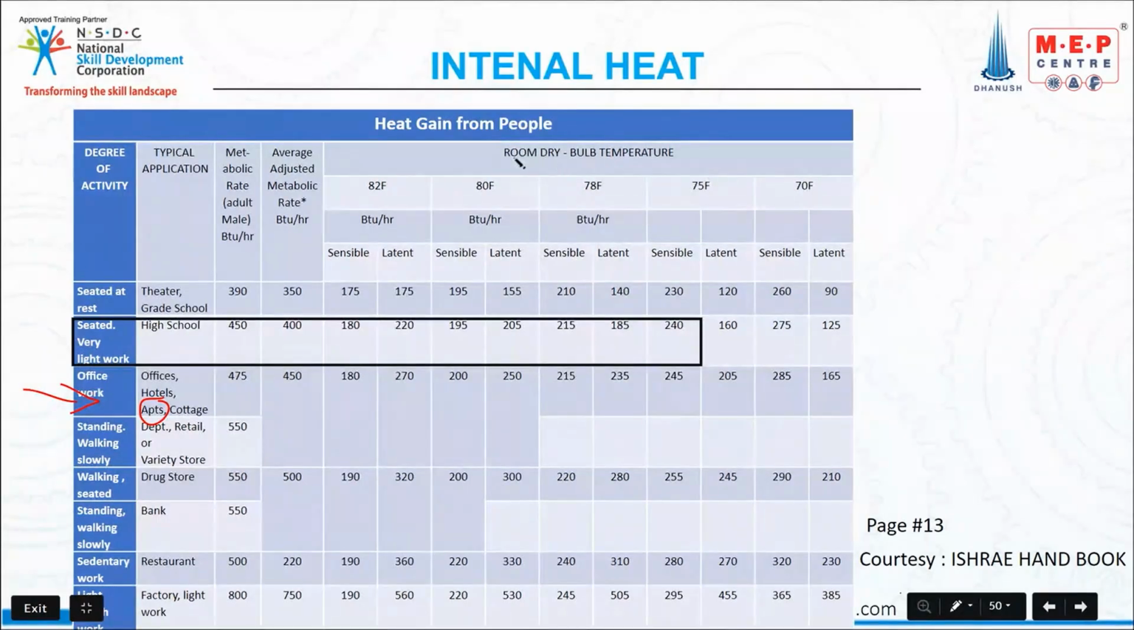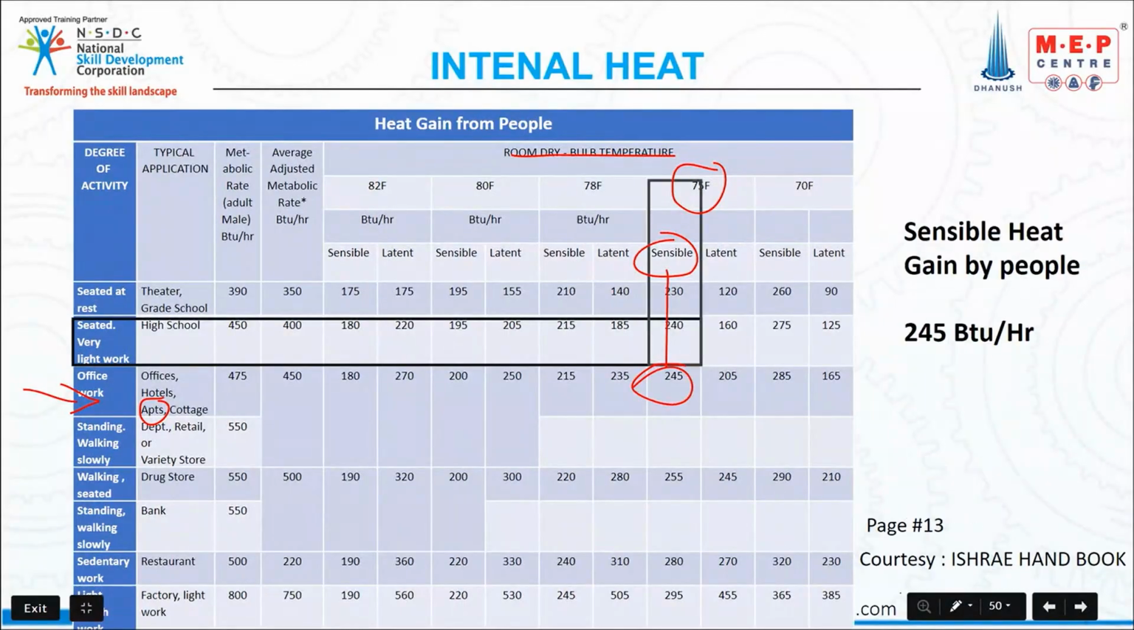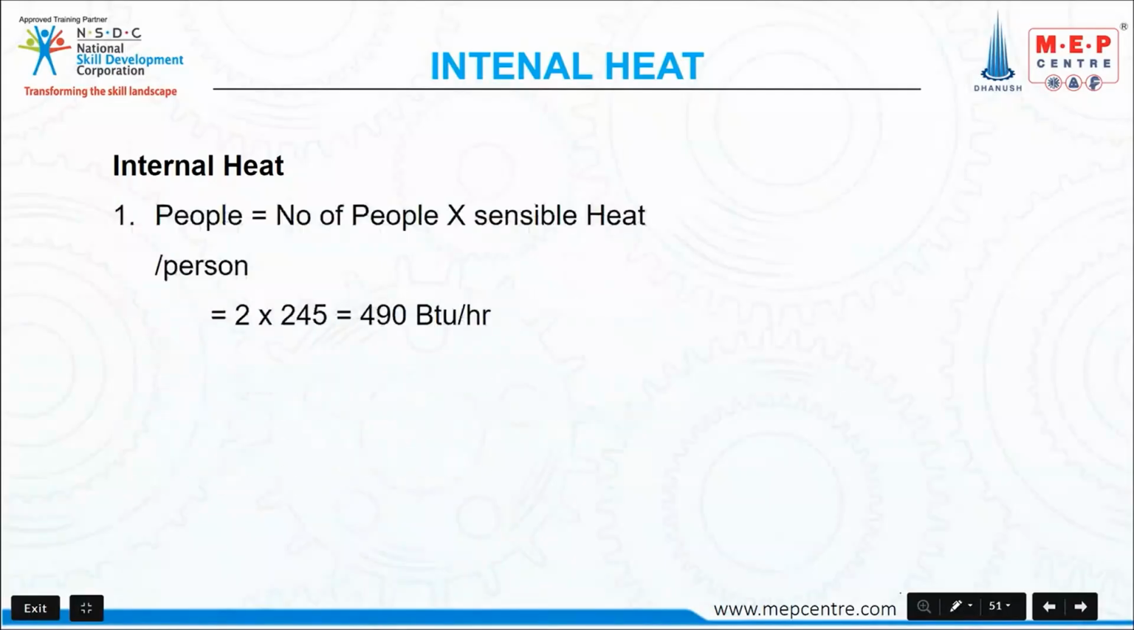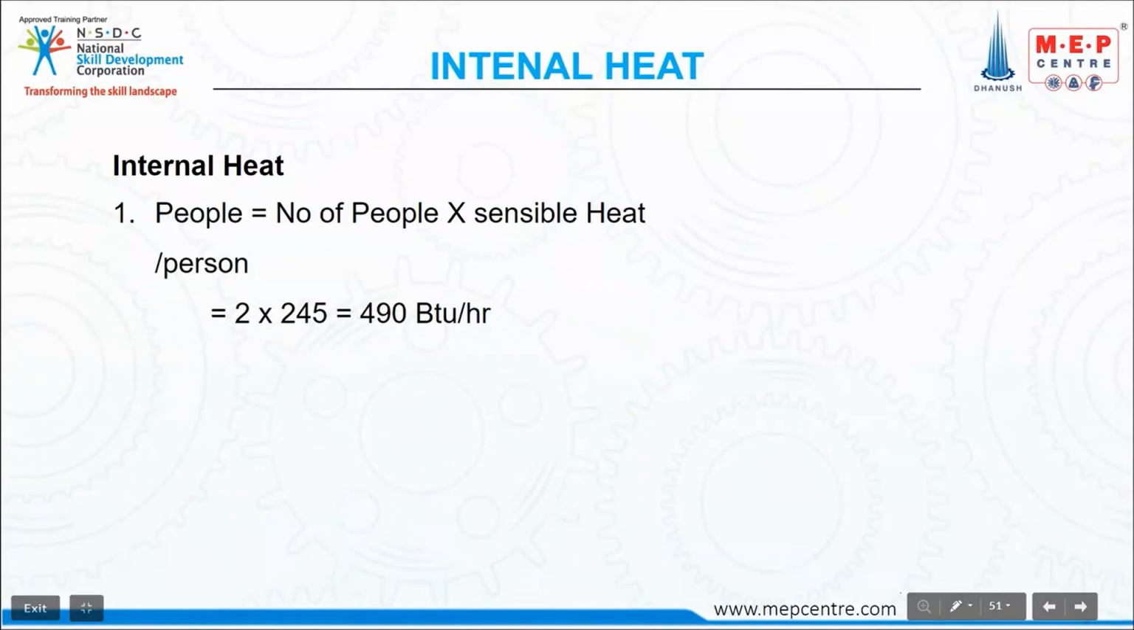Room dry bulb temperature: how much are we maintaining? We are maintaining 75 degree Fahrenheit. As it is 75 degree Fahrenheit, sensible heat gain per person is 245 BTU per hour. Therefore, number of people into sensible heat gain per person, 2 into 245 BTU per hour, which is 490 BTU per hour.